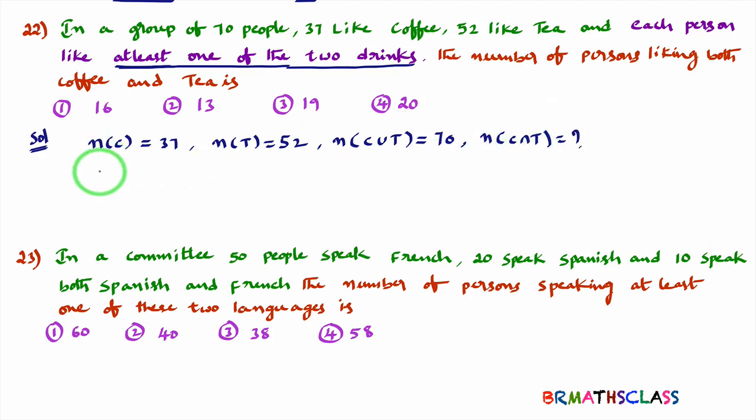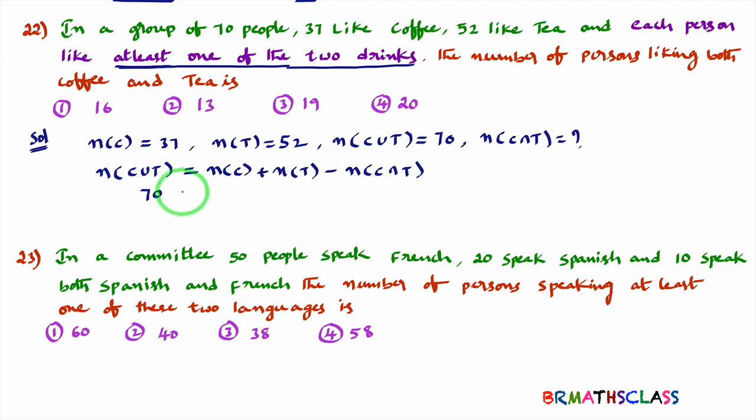Okay, and this is a very familiar formula. We know the formula for N of C union T. What is the formula? The formula is N of C plus N of T minus N of C intersection T. N of C union T is given as 70. N of C is given as 37. N of T is given as 52. We need to calculate N of C intersection T.